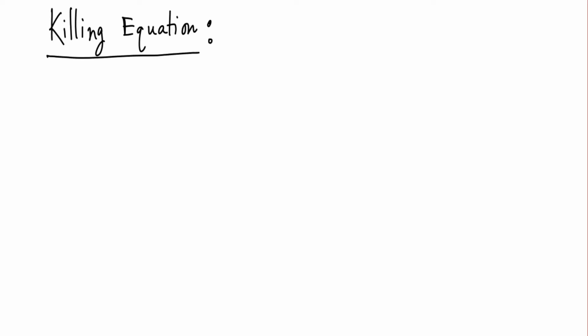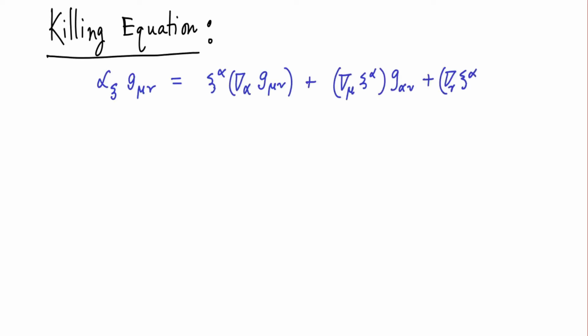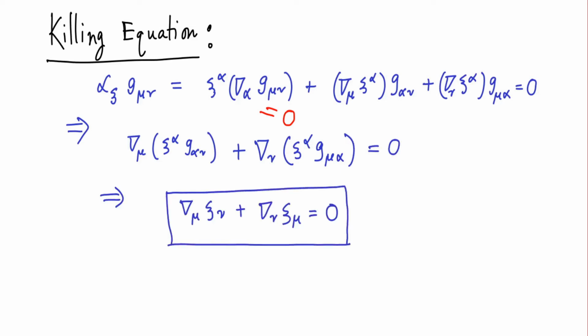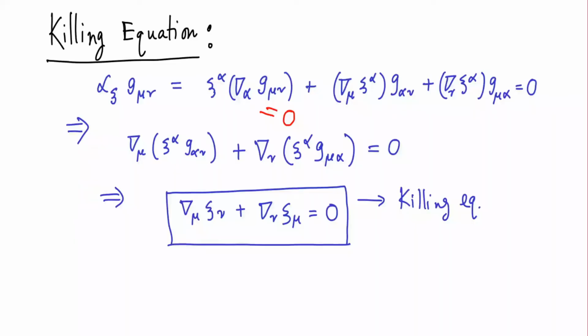We know that the covariant derivative of a metric tensor vanishes. The equation then simplifies, and this form of the equation as you see here is known as the Killing equation. It is named after mathematician Wilhelm Killing. The solutions to the Killing equations are known as the Killing vectors.